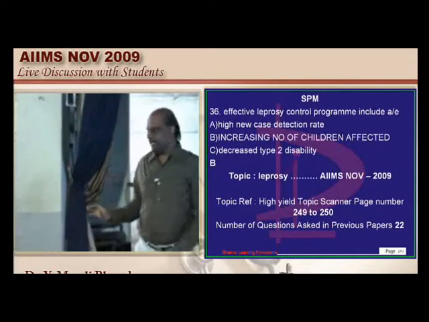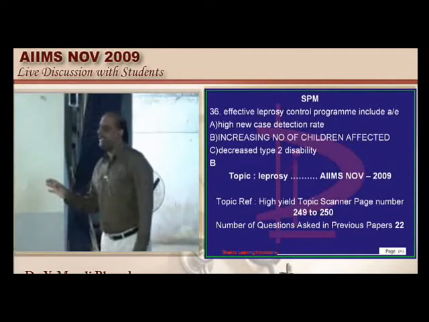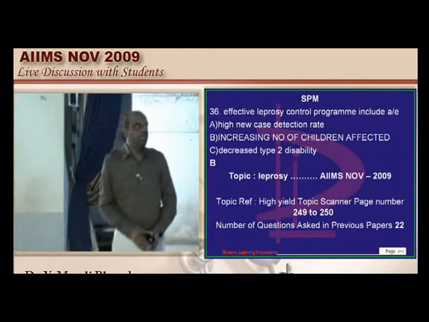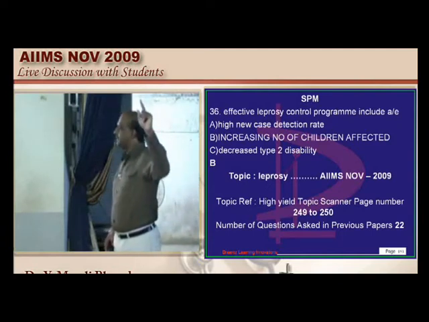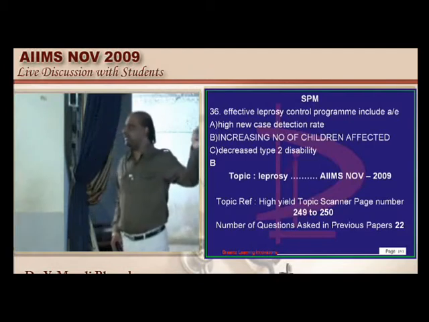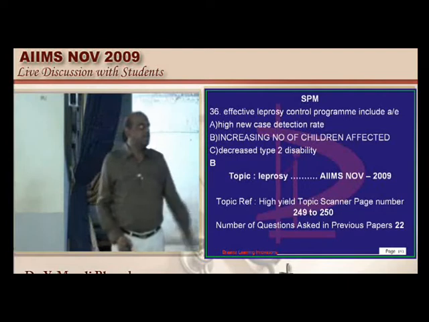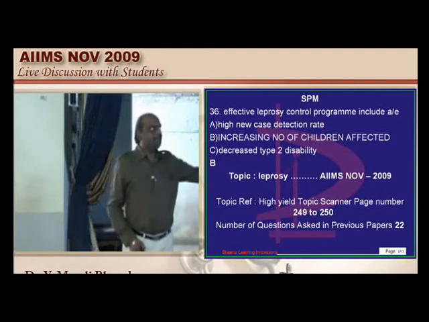Then leprosy. Without a question on leprosy, tuberculosis, SPM is incomplete. There are nearly 22 questions asked in the past 15 years in AIIMS, PGI and all India, which I'm also leaving as high yield scanner page references. So you can review what are all the questions asked on leprosy.